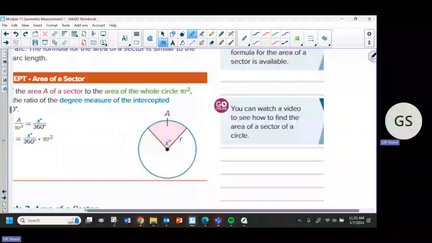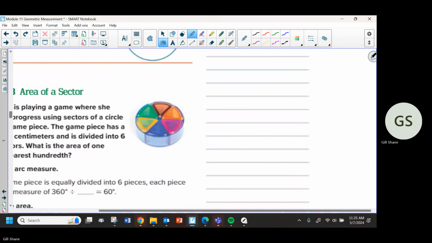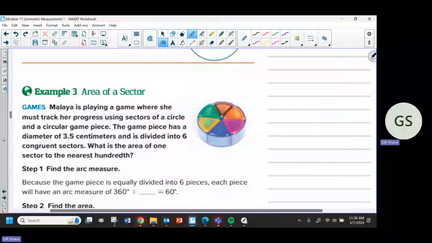So go to example, I think it's 3. Do not look at, oh God dang it. Here, I'm going to give you the shortcut right now.